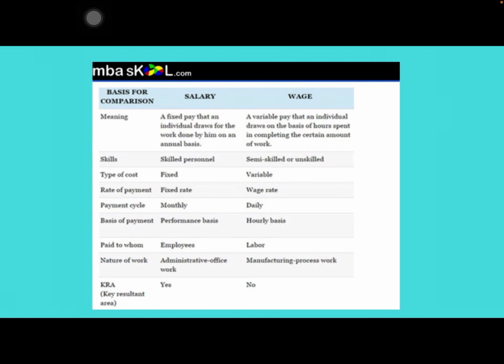Skills, of course, skilled personnel, salary. Wage, semi-skilled or unskilled. Salary, type of cost, it is fixed. Pag wage, variable. Nagbabago yan because of, siyempre, depende yan sa minimum wage existing. Rate of payment, fixed rate, gaya nga ng sabi natin. And of course, yung ating minimum wage. Payment cycle, monthly. While on the other hand, ang wage ay daily. Basis of payment sa salary, it is the performance. Depende yan sa nagawa mo dahil since ikaw ay skilled. On the other hand, ang wage is hourly basis.